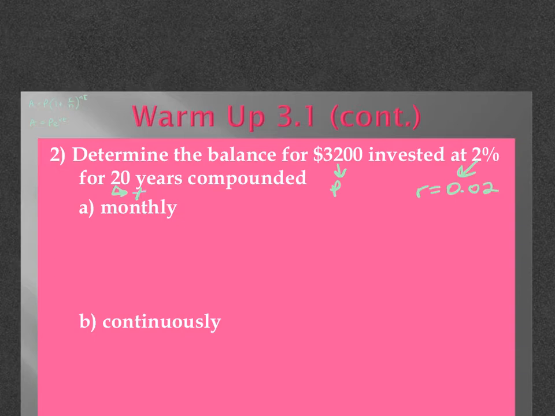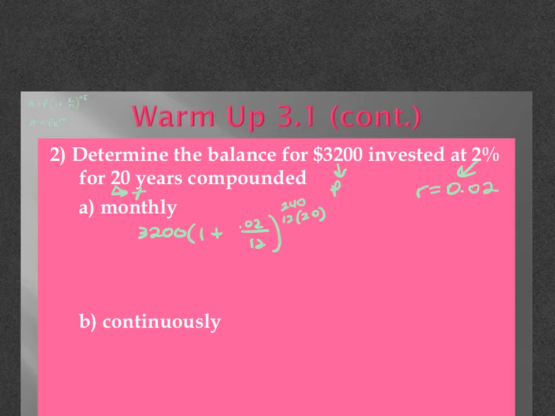So if you remember yesterday, our t was like only 2. There wasn't a whole lot of growth because it was only 2 years. Something with 20 years should have some serious growth, okay? So this is going to be P, which is 3,200 times 1 plus 0.02 over, what would be n if it's monthly? 12. And then n times t, so my exponent's 240, okay? Again, if it's scientific, you want to multiply out that exponent first.